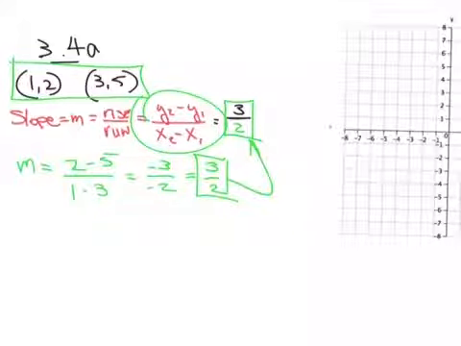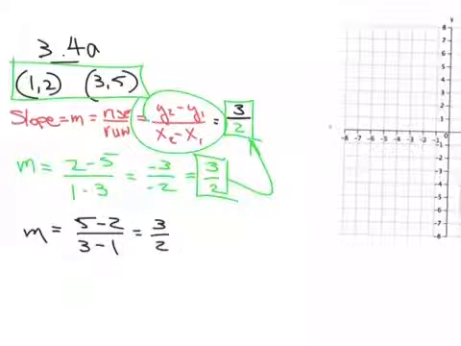Let's say I switch those numbers around just to show you that it doesn't matter. Instead of using our 2 as the y2, let's use the 5. So we have 5 minus 2 over 3 minus 1 equals 3 over 2. So there I get my positive slope of 3 over 2 again. It doesn't matter which one you use. So that gets us through example 1. Next video we'll start on example 2.